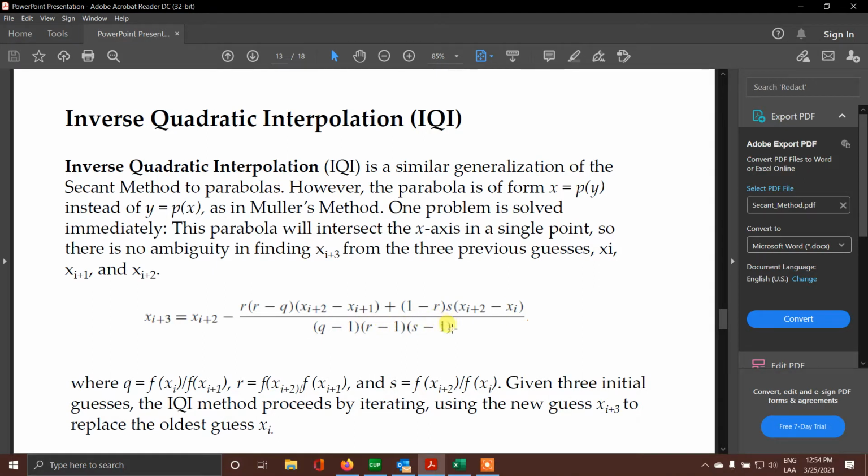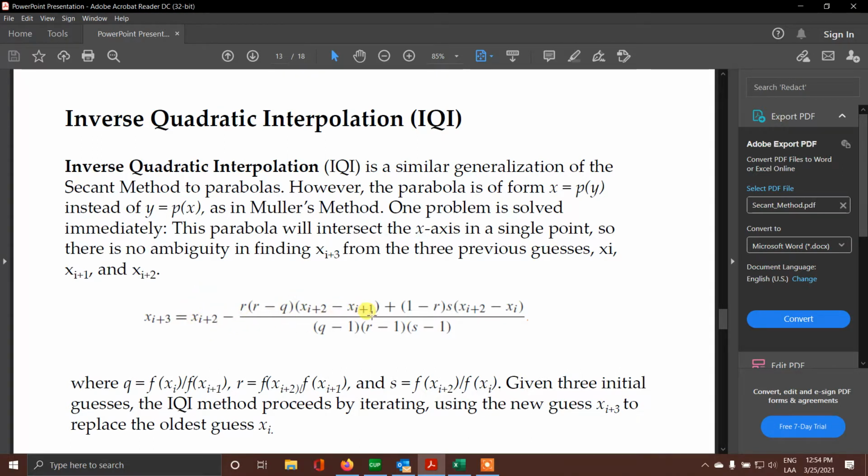So in general, we are saying that we only need to intersect the axis in one single point. If we intersect in one single point, we can obtain this one using the previous points, which are x_(i+2) and x_(i+1). So there is no problem with that. We just fix it in general.